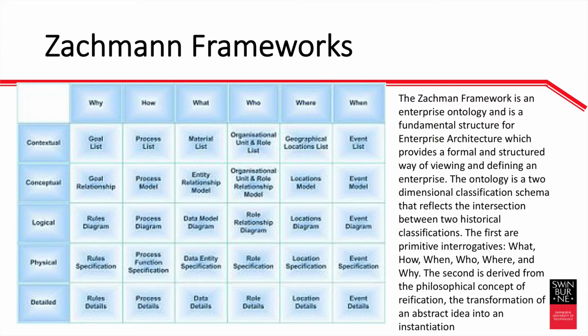The Zachman framework is an enterprise ontology and is a fundamental structure for architecture which provides a formal and structured way of viewing and defining an enterprise. It's a two-dimensional classification schema that reflects the intersection between two historical models.